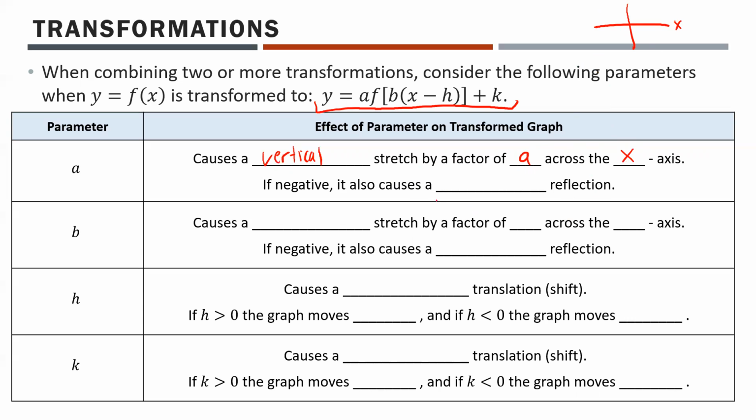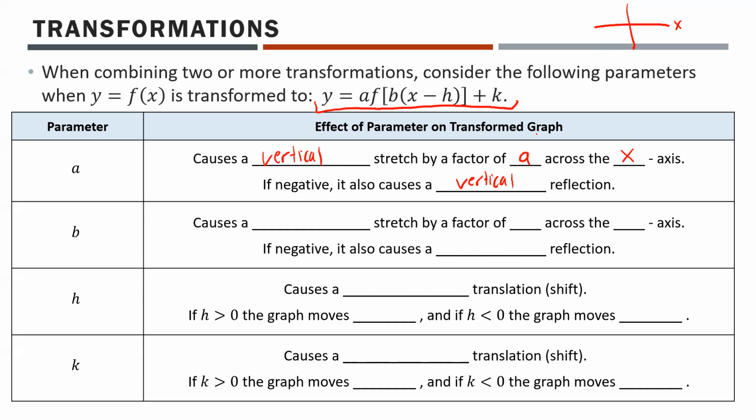If it is negative, it also causes a vertical reflection. So if you have a negative a value, if this thing is like -4, not only is it stretching it by a factor of 4, but it's also doing a vertical reflection. So it's flipping it across that axis.